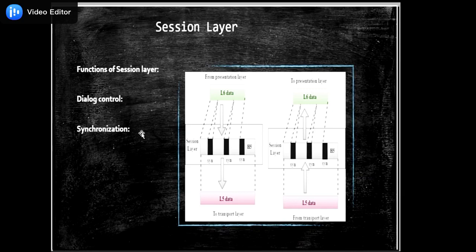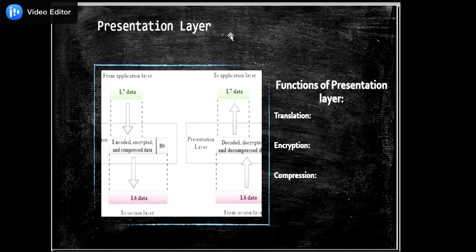Presentation layer. The presentation layer is mainly concerned with the syntax and semantics of information exchange between two systems. It acts as a data translator for the network. This layer is a part of the operating system that converts the data from one presentation format to another presentation format. This presentation layer is also called the syntax layer.